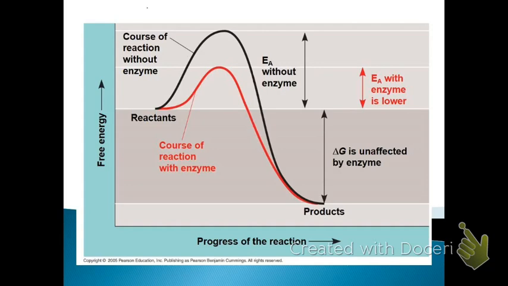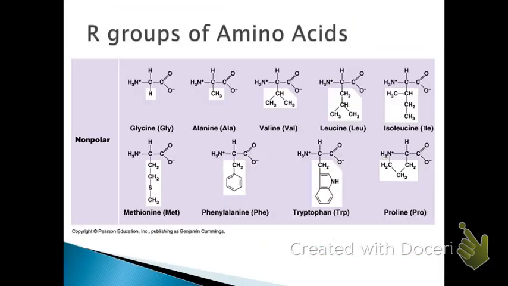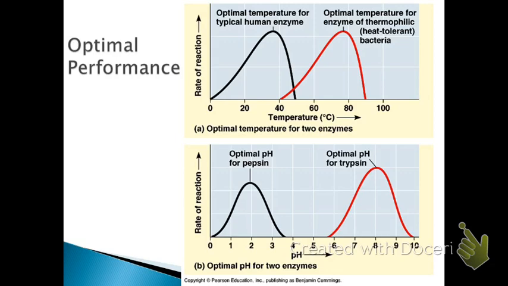Now, I want to draw your attention to number 5 on your outline. It says factors that can affect enzymes' ability to work optimally, so at their best. Temperature. If it's really cold, things don't move as quickly, so that can influence how fast your molecules are able to move. Too much heat can denature the protein. Remember, that will cause it to unfold.